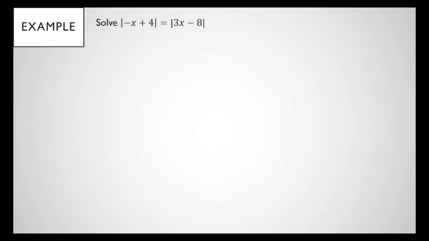Now we have our situation where we have the two absolute values. And so when you have something like this, where you have an absolute value equals an absolute value, you ignore one set of the absolute values, and we usually ignore the one on the right. So we're going to look at this equation as if it's the absolute value of -x plus 4 equals 3x minus 8. So we're going to just ignore one set of the absolute values in order to solve this.